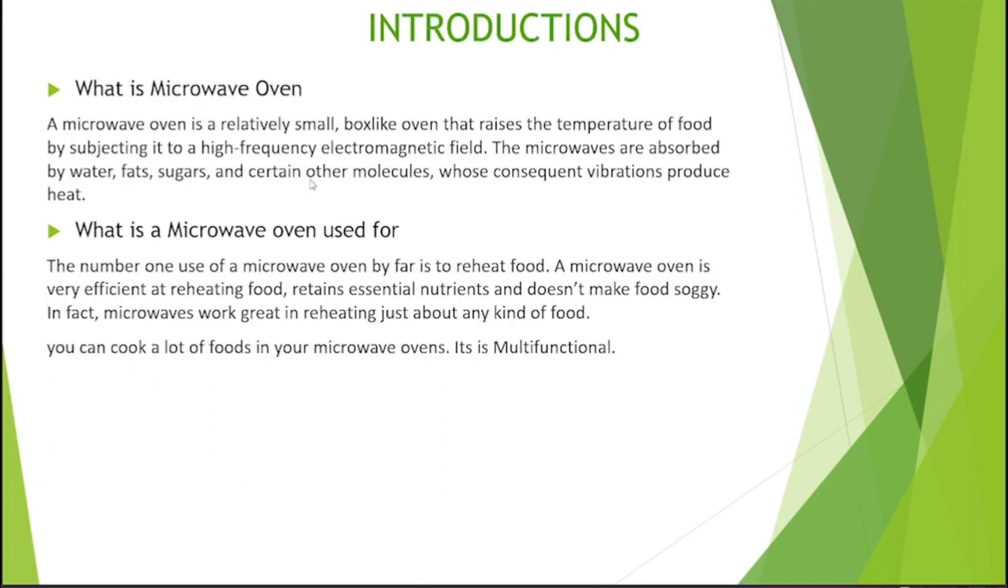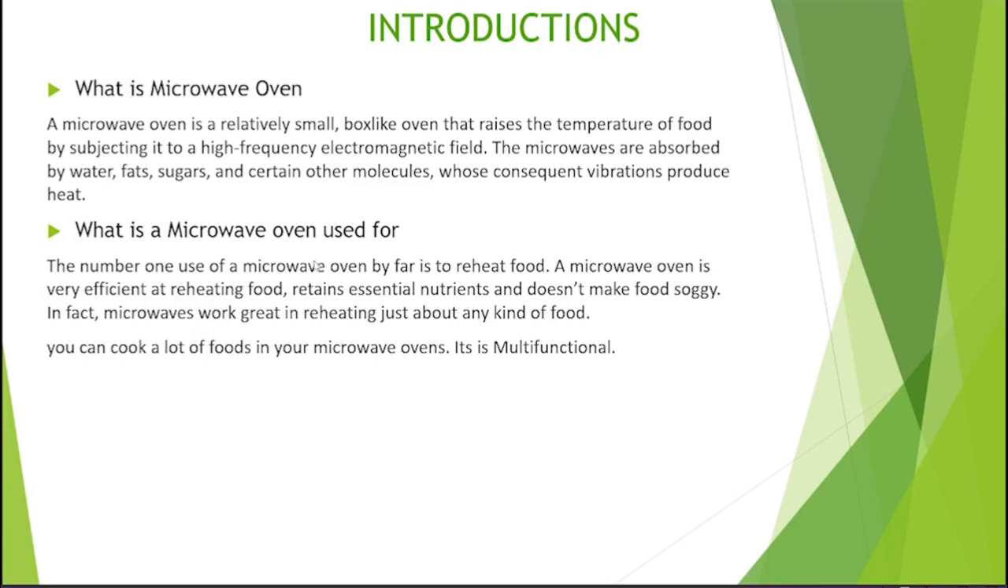So, introduction. What is a microwave oven? A microwave oven is a relatively small box-like oven that raises the temperature of food by subjecting it to high-frequency electromagnetic waves. The microwaves are absorbed by water, fat, sugar, and certain other molecules. Their vibration produces heat. In simple terms, it is an electric oven that heats and cooks food by exposing it to electromagnetic radiation.